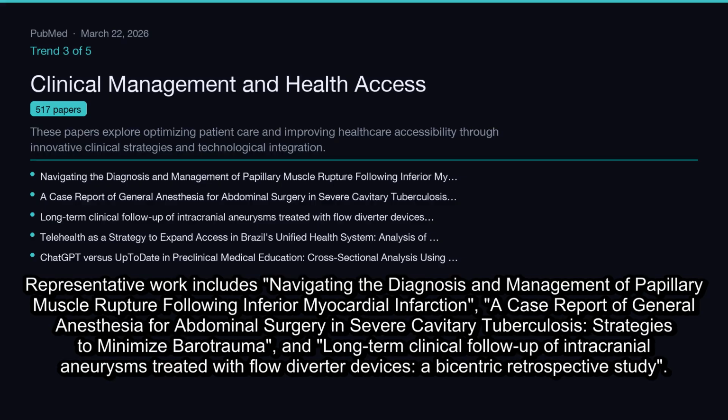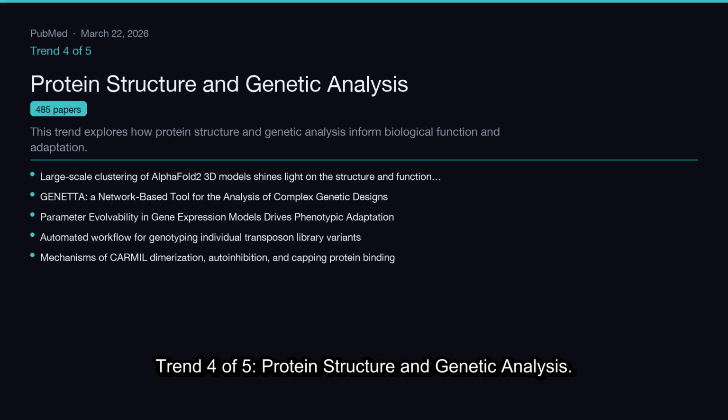Representative work includes navigating the diagnosis and management of papillary muscle rupture following inferior myocardial infarction, a case report of general anesthesia for abdominal surgery in severe cavitary tuberculosis, strategies to minimize barotrauma, and long-term clinical follow-up of intracranial aneurysms treated with flow diverter devices. A bicentric retrospective study.